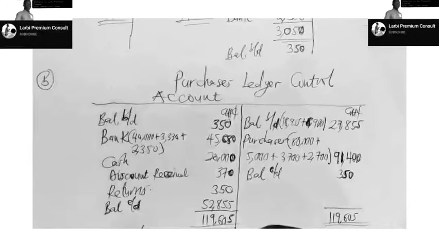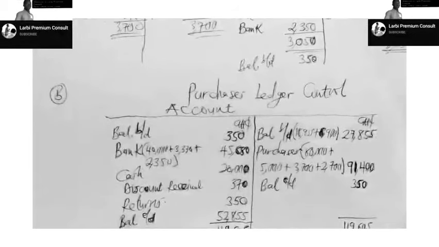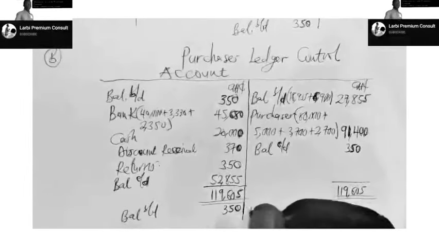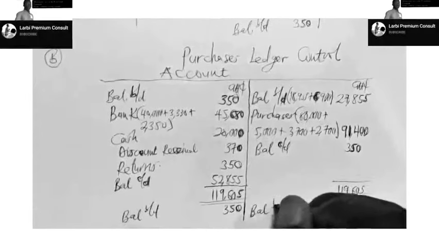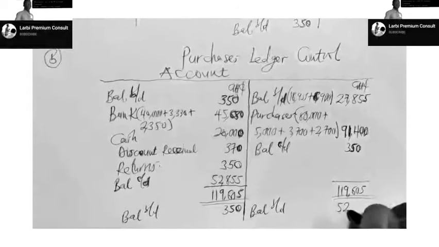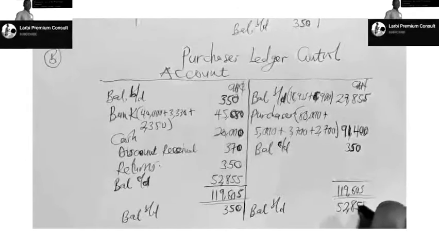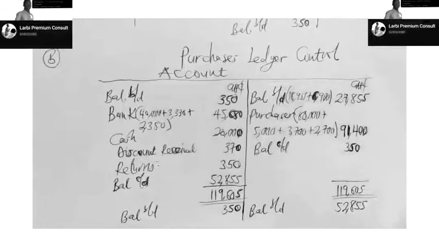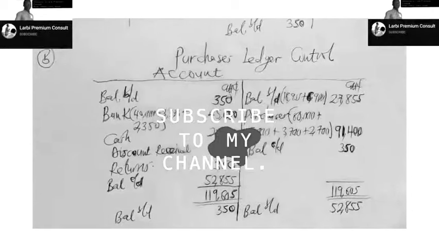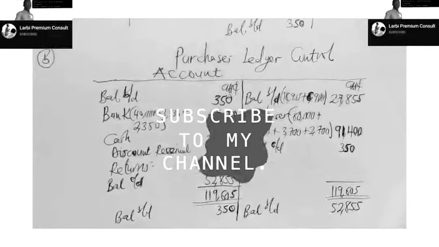Then you bring the balances, which is carry down, brought down. So here I'll have 350. Then here too, I have balance brought down as 52,855. So that's how we prepare a control account for any business organization where we are preparing from their various transactions.